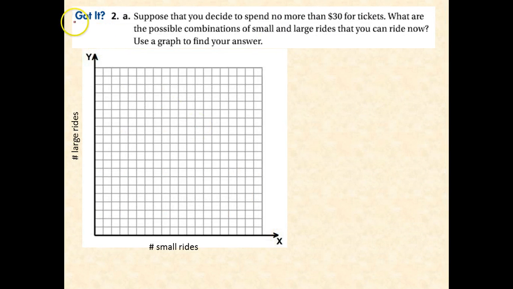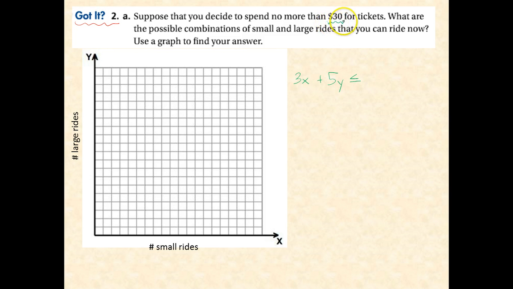Alright, why don't you pause and see if you got it. Okay, so we have the same sort of situation except we only have 30 bucks. So 3 tickets times the number of small rides, plus 5 tickets times the number of large rides, has to be less than or equal to, let's see, we got twice as much money, so that means twice as many tickets.